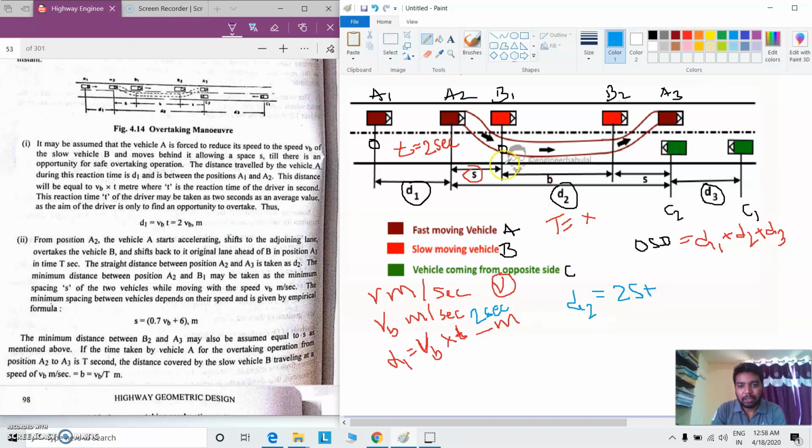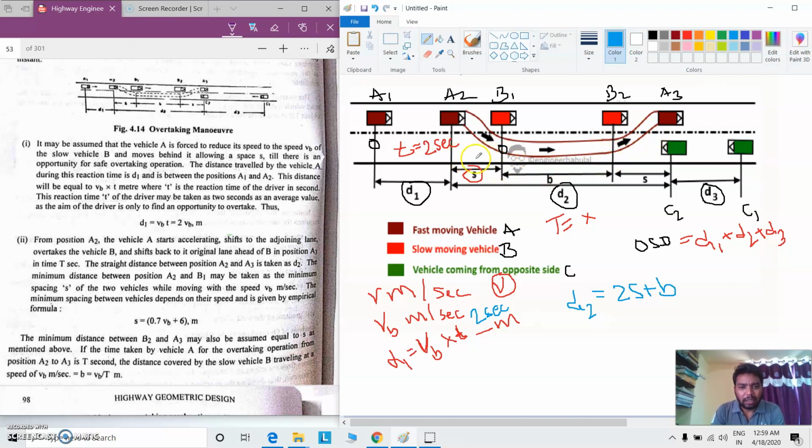Similarly, we need to consider the distance traveled by vehicle B during the overtaking operation of vehicle A, that is small b. In this operation, vehicle A starts accelerating at this position and shifts to the adjoining lane, and overtakes vehicle B, and again shifts back to the original lane. In this case the vehicle will take some time to travel the particular distance.